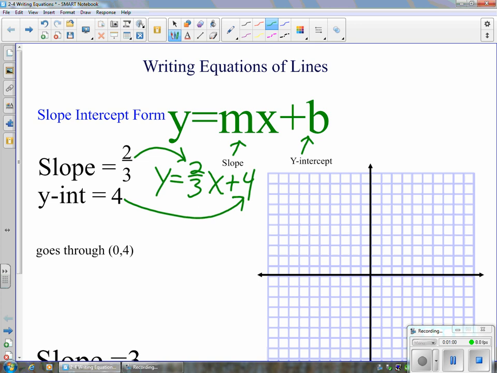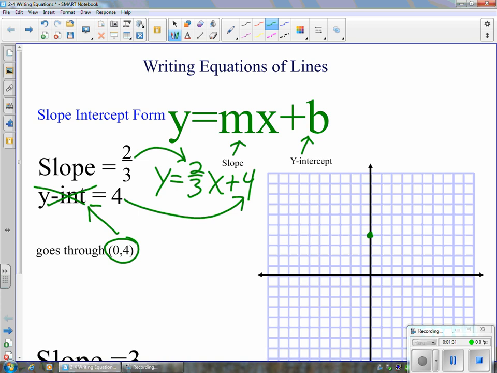Now the question is, what happens when they don't give you this? Sometimes they're not going to tell you that your y-intercept equals 4, but they might tell you that it goes through a point. It might go through the point (0, 4). Well, take a look at (0, 4). Left and right 0, up 1, 2, 3, 4. Here's where that point is. That point is on the y-axis, so it is the y-intercept.